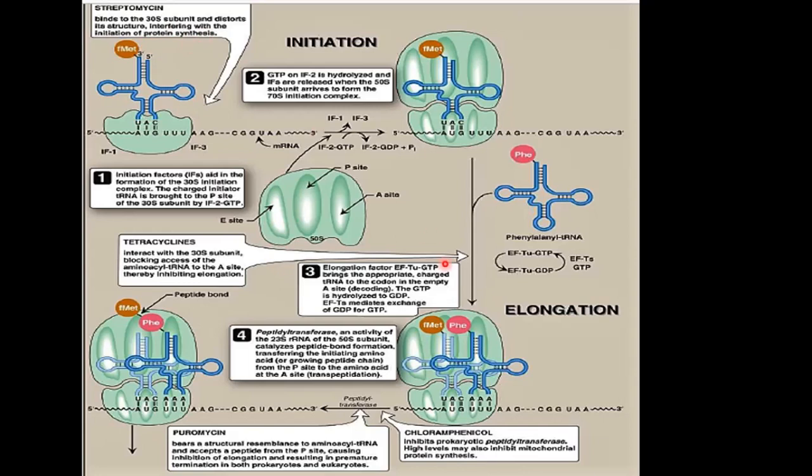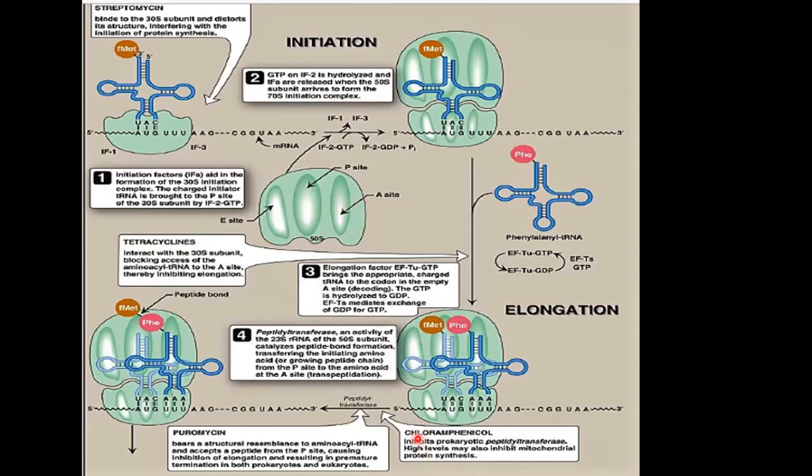Okay. Then let's go to this other process which is targeted by tetracyclines. They usually interact with the 30S subunit, and by doing so, they will block access of the amino acid transfer RNA to the A site, thereby inhibiting elongation. So tetracyclines will prevent this charged transfer RNA from accessing the A site.